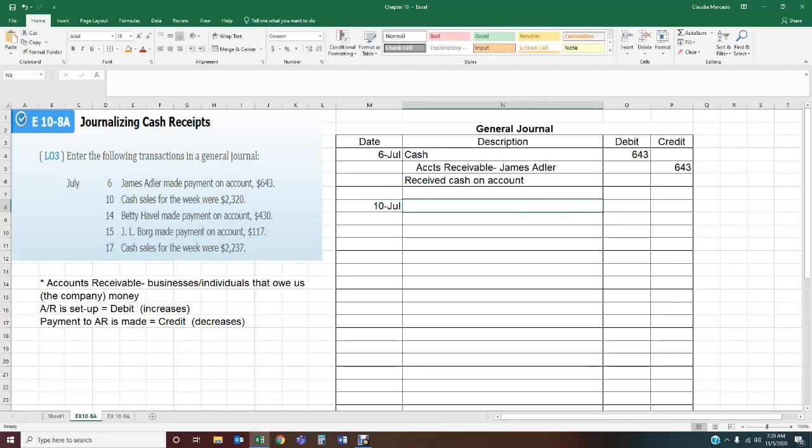there was cash sales for the week, $2,320. What does this mean? This means you have some kind of a business. A customer walks in the door and they buy something from you and they pay cash. You're not going to be making a deposit after every customer walks in the door. What you do is you aggregate all of this cash that you received, and at the end of the day or at the end of the week, however your business works, you get all of your money that you have in your safe and you take it to the bank.